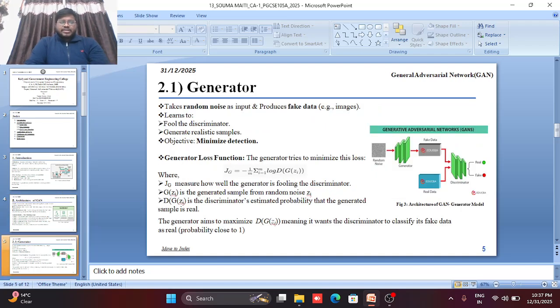Generator. The generator takes random noise as input and converts it into fake data such as images. Its main objective is to fool the discriminator by generating data that looks real. The generator learns by minimizing its loss function, which measures how successful it is in confusing the discriminator. In simple terms, the generator tries to maximize the probability that the discriminator classifies its fake data as real. As training progresses, the quality of generated samples keeps improving.